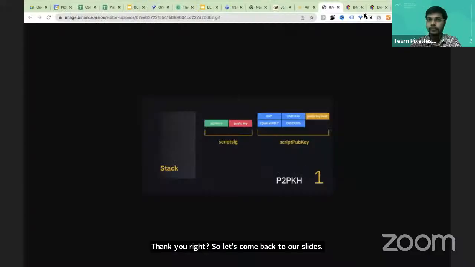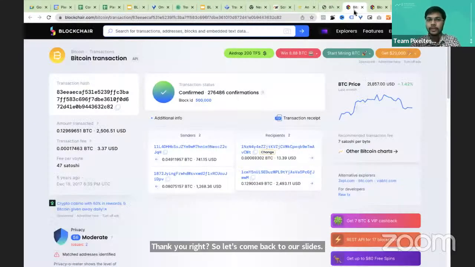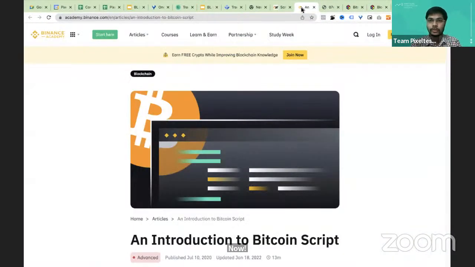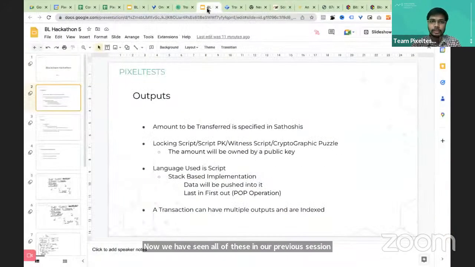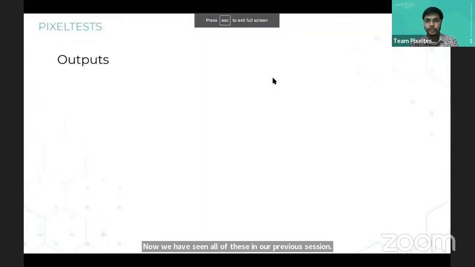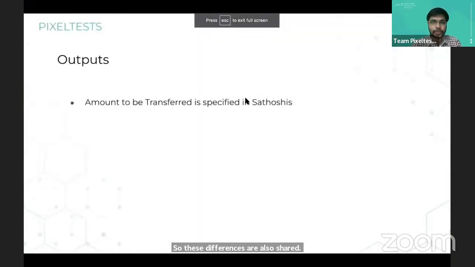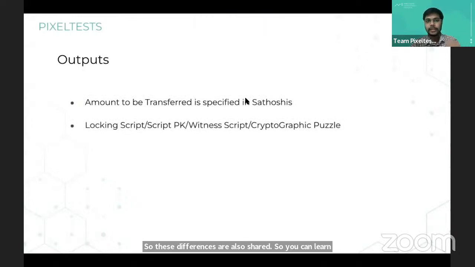Right. So let's come back to our slides now. We have seen all of these in our previous session. So these references are also shared, so you can learn more about Script. So this is what outputs consist of. This is what is comprised in an output.